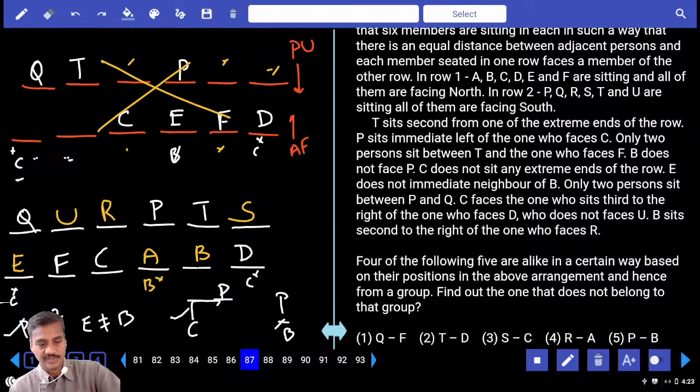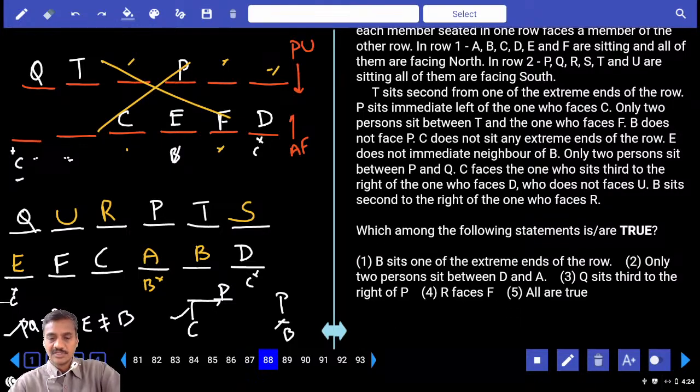And in the same way, T: T's opposite immediate right is D. Yes. S's opposite third to the left is C. And next one, R's opposite immediate right is A, and P's opposite immediate right is B. Except for that choice, the remaining pairs are following the same pattern.